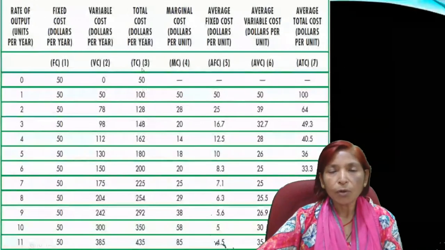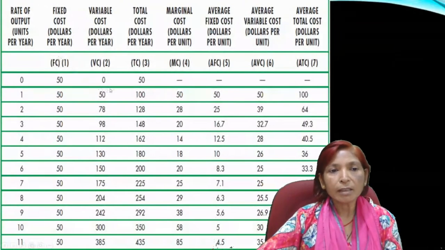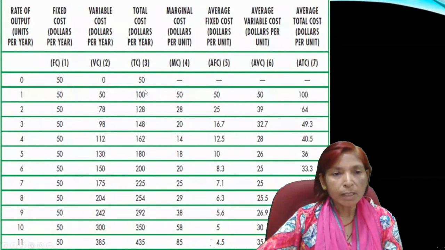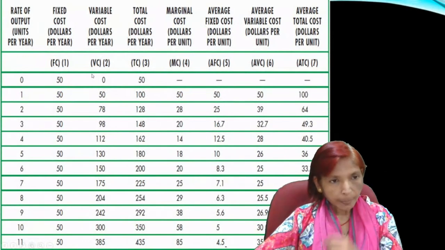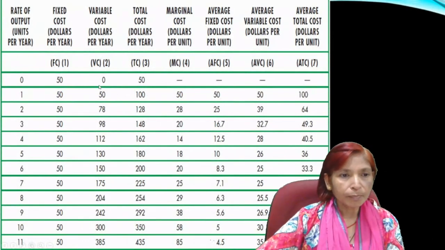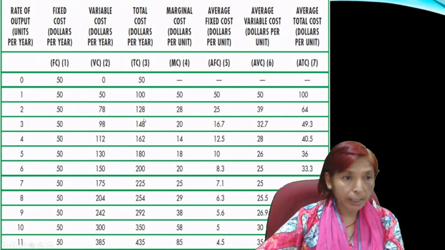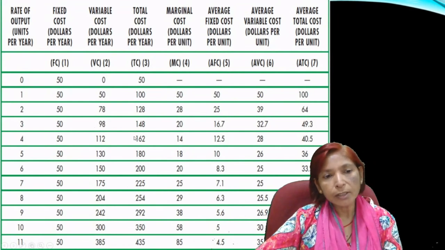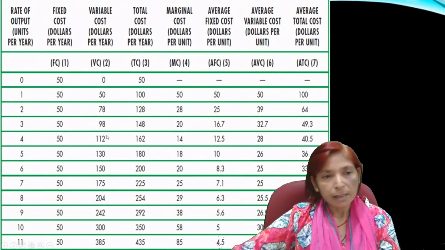And if we are given total cost and we estimate total fixed cost, which remains always constant, then if we take the difference between total cost and total fixed cost, we can get variable cost. So TC minus TFC is equal to TVC. Now here, 50 minus 50 is 0, then 100 minus 50 is 50, then 128 minus 50 is 78, 148 minus 50 is 98, 162 minus 50 is 112. So all these things we can estimate.